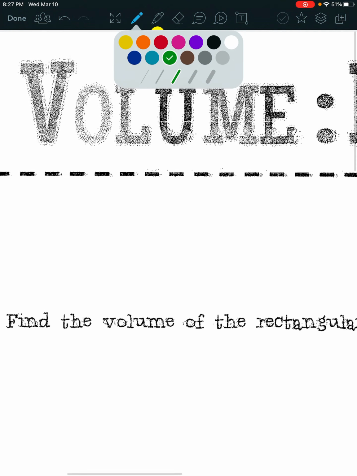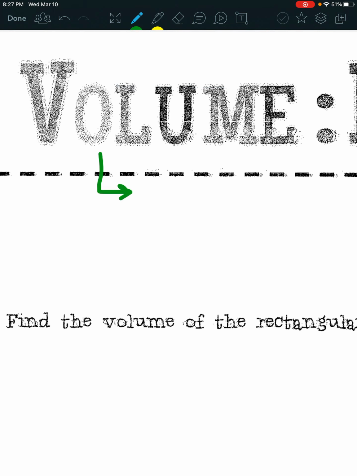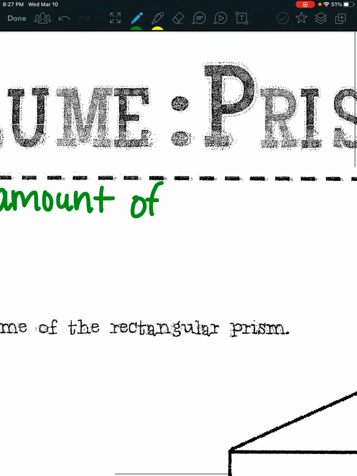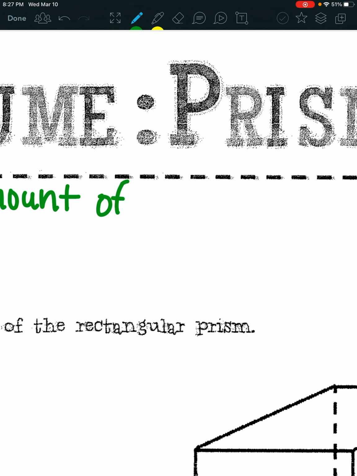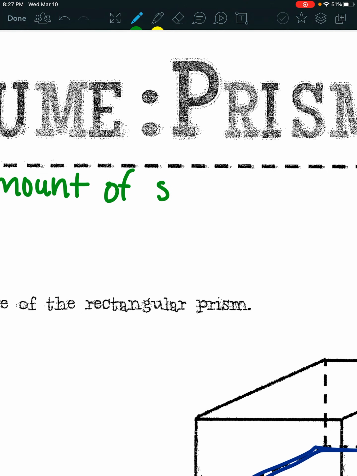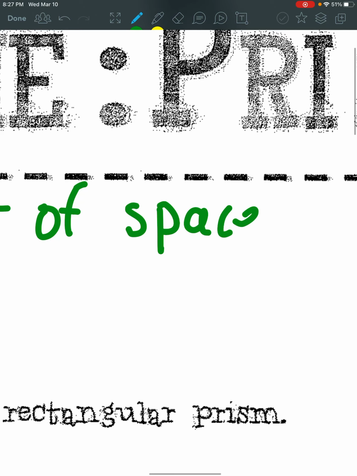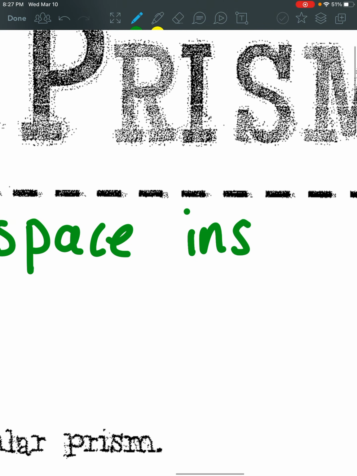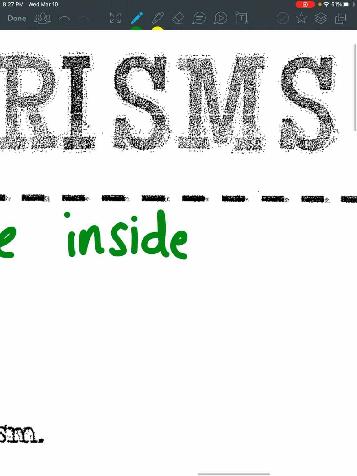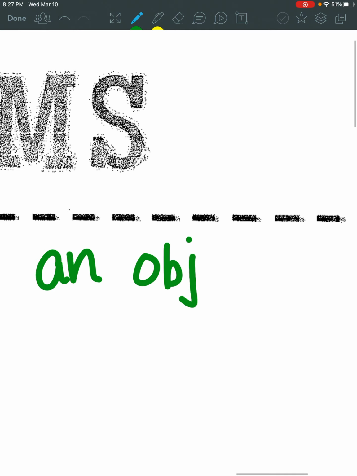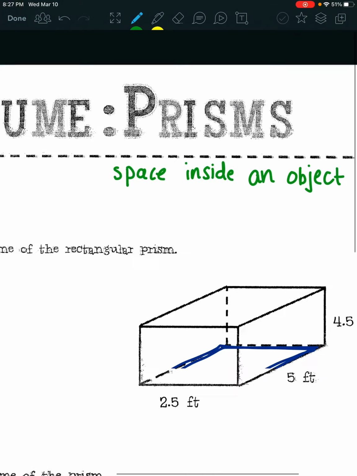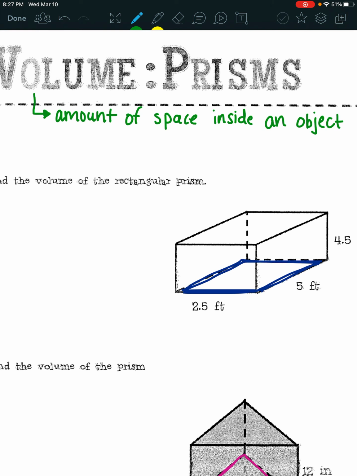Volume is, and I'm going to have you write this down in your notes, volume is the amount of space inside of an object. Amount of space inside, and we're talking about 3D objects. Inside an object. And there we go. Now you can see the whole definition there.